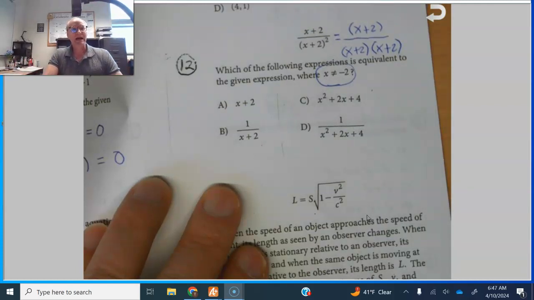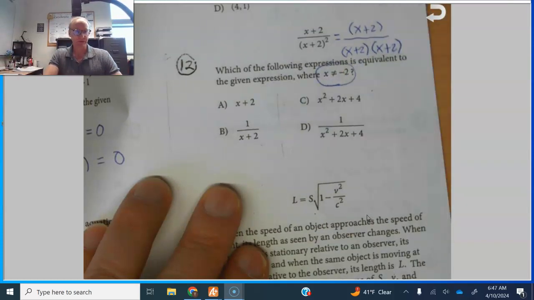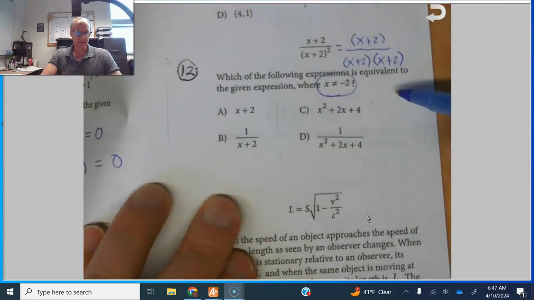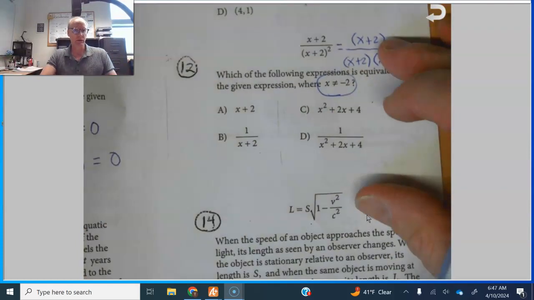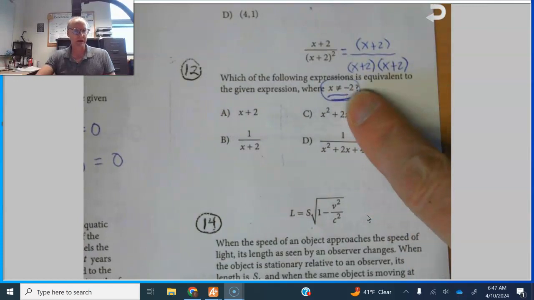Worse yet, you could actually put a number in like 0 for x and see which one of these gives you the same number, which would be a silly way to do it, but you could do it that way too. Anyway, hopefully this is clear. You have to divide something out, and it works out because of this little caveat.